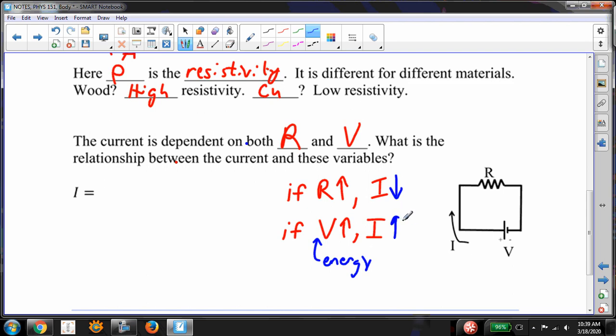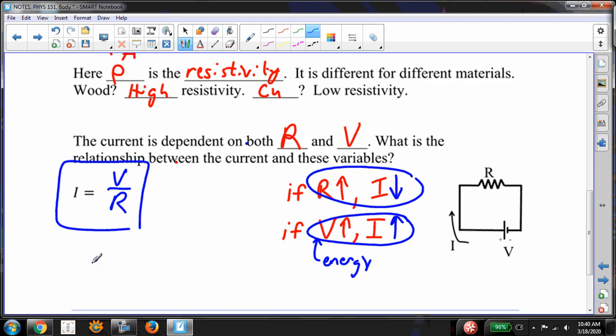You probably guess, okay, that if I increase the energy of my electrons, they're going to travel at a faster rate. They're going to flow with a greater current. So I have this relationship between V and R and I that looks like this, where I and V are directly proportional, and R and I are inversely proportional. This is called Ohm's law.